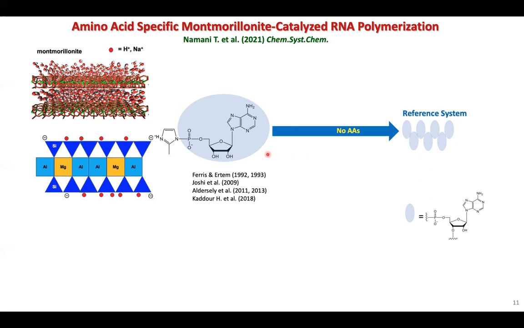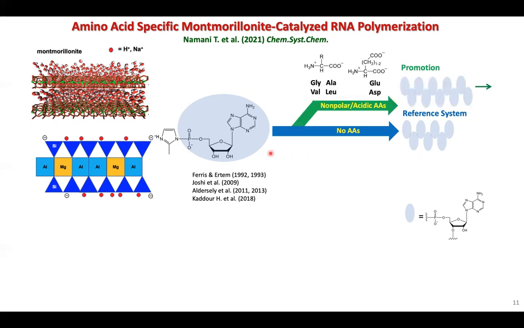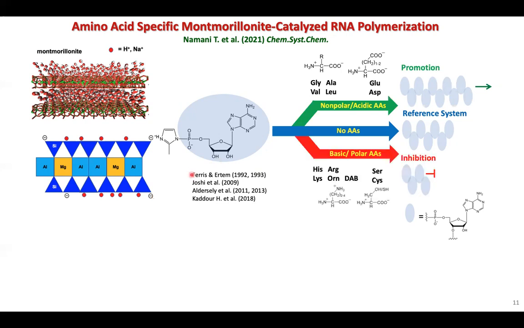What we did was, and this is the work of my postdoc Trishul Namani, when you add amino acids such as glycine, valine, alanine, leucine, glutamic acid, and aspartic acid, the reaction is promoted even further compared to the reference system, the classic Ferris system. If you add the basic and the polar amino acids, there's actually an inhibition of the reaction. And we have come up with a mechanism for this, which I don't have time to get into, but I'm happy to share with you later on.